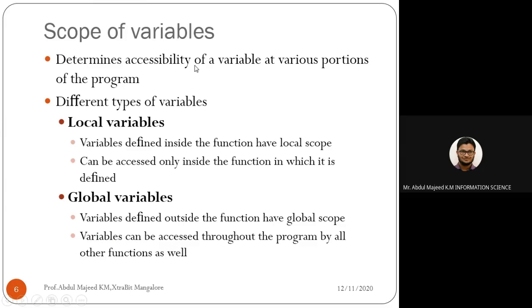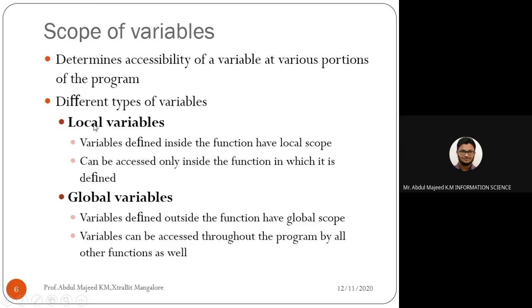Next, scope of variable. There are mainly two types of variable: local variable and global variable. The variable which is defined inside a function is known as a local variable. The variable which is defined outside the function is known as a global variable. A local variable can be accessed only inside the function in which it is defined, whereas a global variable can be accessed throughout the program by all other functions as well.